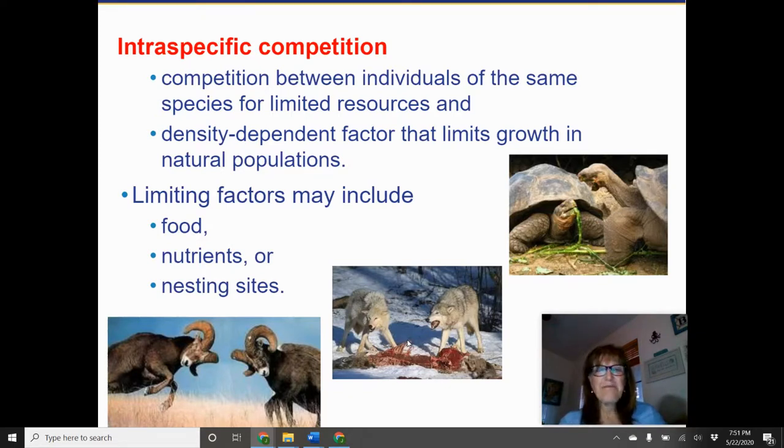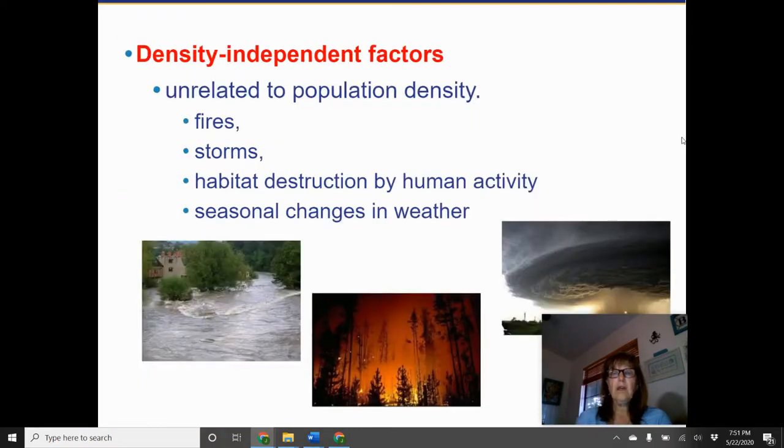Sorry. So anyway, if you only have one to share with your group, then somebody's going to starve potentially, or somebody's not going to get enough to support their metabolism. Or you may be fighting and say, no, I made the kill. You can't have any. Sounds familiar, right? So limiting factors may include food. It may include shelter or your nesting sites, and it may include nutrition. So those are density dependent factors.